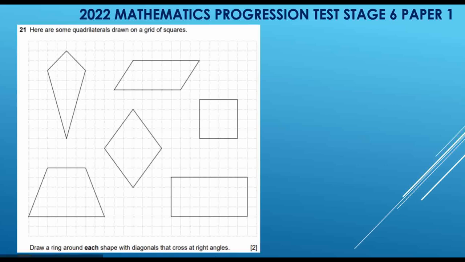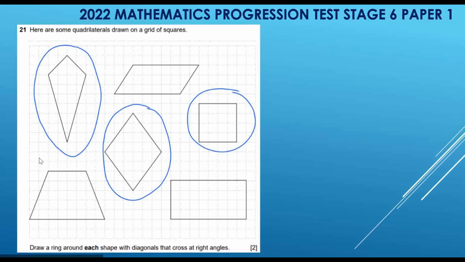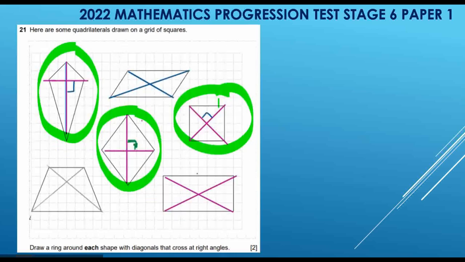So let's reveal the answer. It's kite, rhombus, and square. If we see the diagonals, these form a right angle, and also in the rhombus and square, but not in the parallelogram. The diagonals do not cross at right angles, and also in a rectangle as well as in a trapezium. Next.